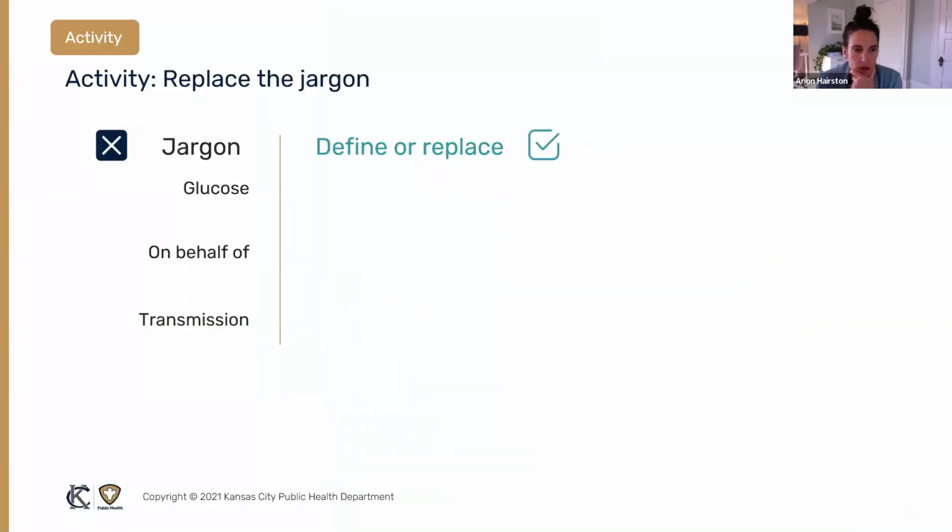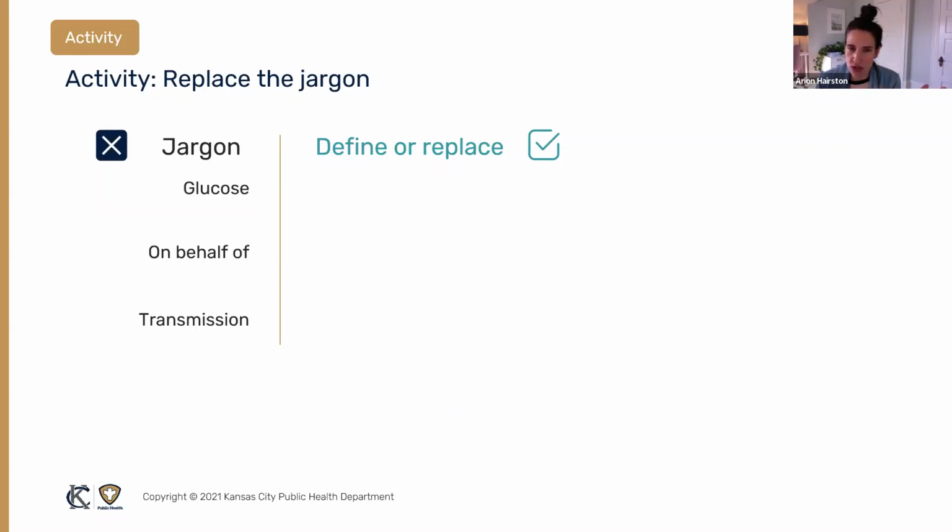I'm going to pull up another activity. This one is about replacing jargon. So I heard someone earlier say something about billion-dollar words, something in the chat. So this is something that we spend a lot of time doing, is how do we break down these really complex words, and what is jargon and what isn't?